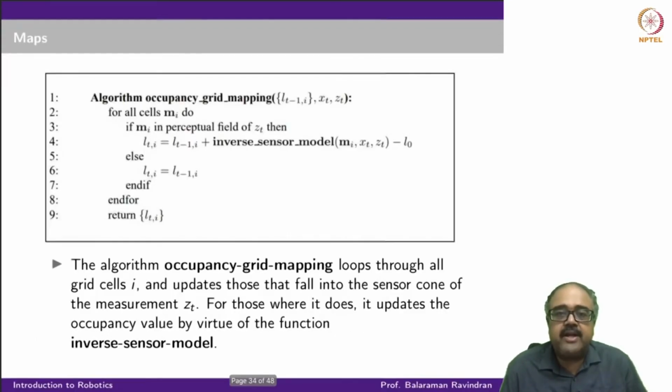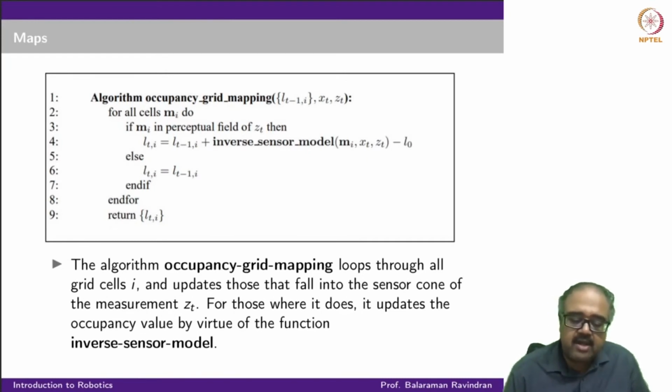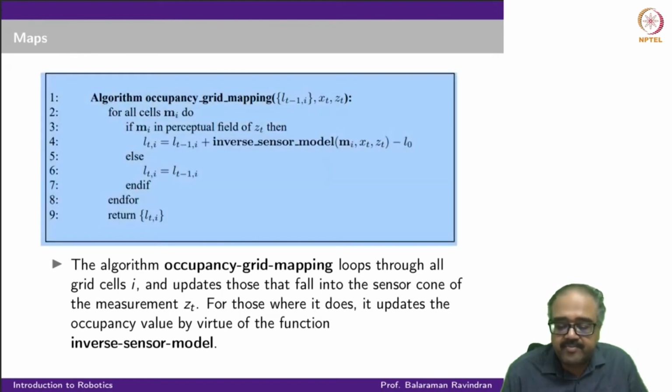So that's basically what we are trying to take into account here. When I say if mi is in the perceptual field of zt, that means that the measurement zt gives me some information about the cell i. Then I update the log likelihood using the inverse sensor model that I have earlier. If you remember this expression, this is L t minus 1 comma i, which is my old belief in the likelihood form. And then the inverse sensor model, the likelihood through the inverse sensor model, and minus L naught, which is the initial likelihood that I start off with. So this is my update equation.